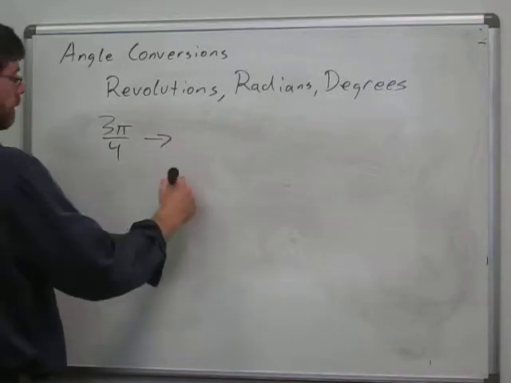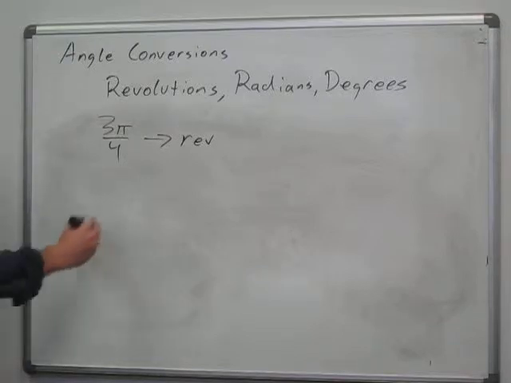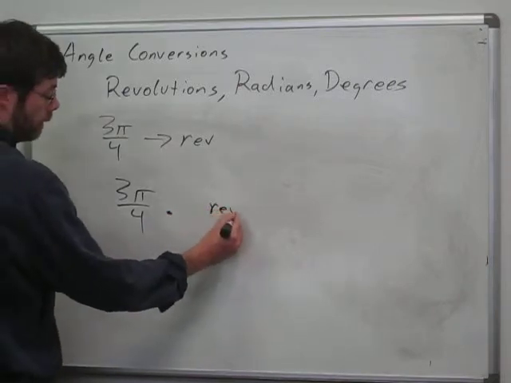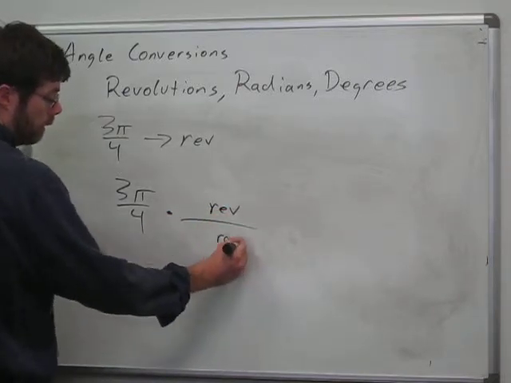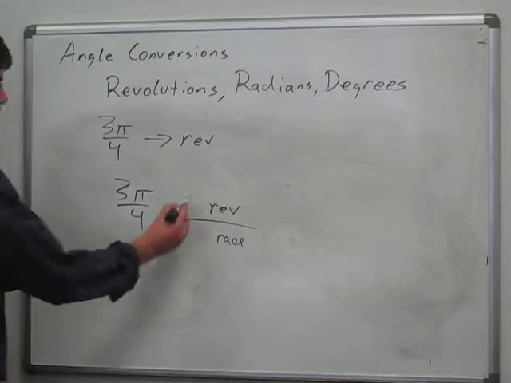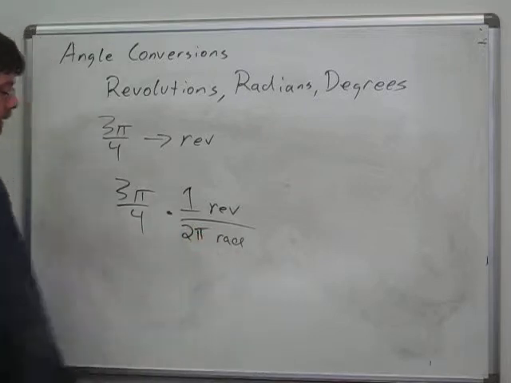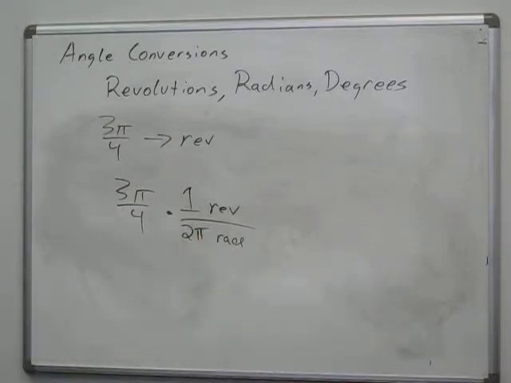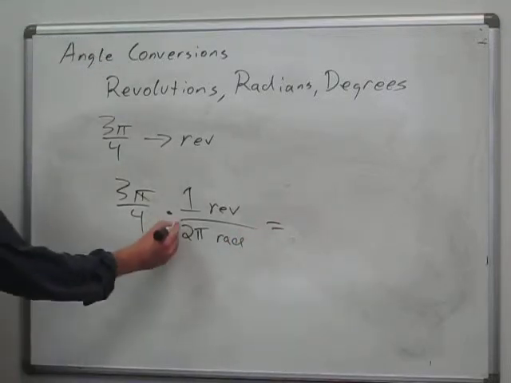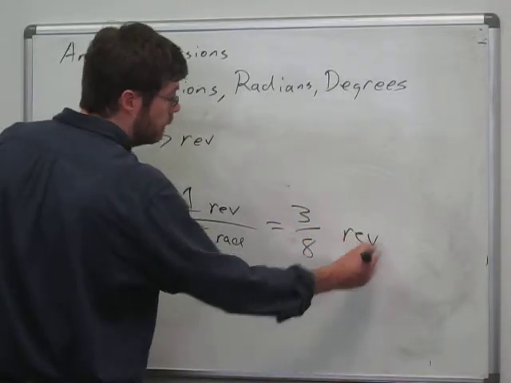Let's change 3 pi over 4 radians to revolutions. Well, I'm going to take my radian measure. I want to end up with revolutions and eliminate the radian unit of measure. In one revolution, we've gone completely around the circle, so the rotation there is going to be 2 pi radians. So we multiply these two fractions, multiply the numerators and the denominators, those pi's are going to cancel here, so we're left with 3/8 of a revolution.